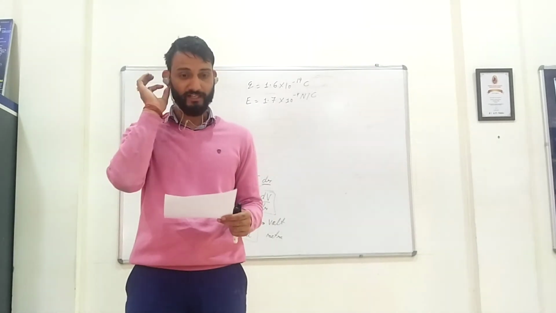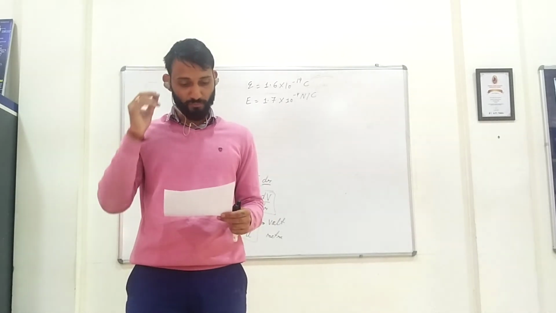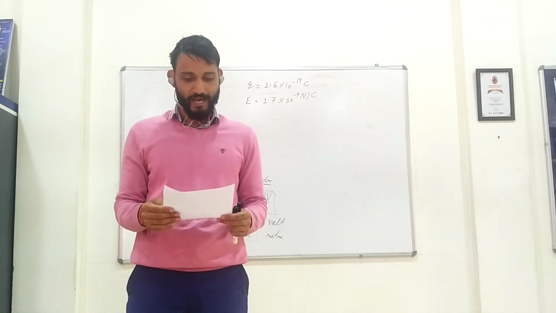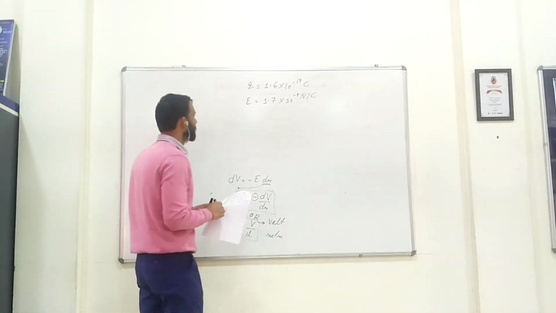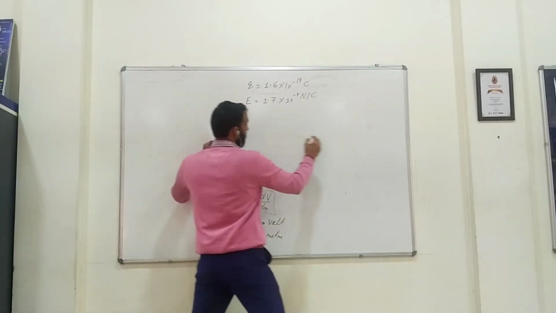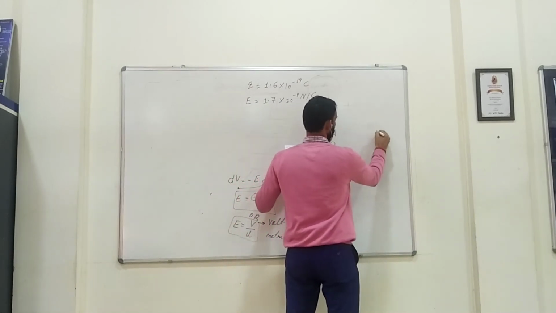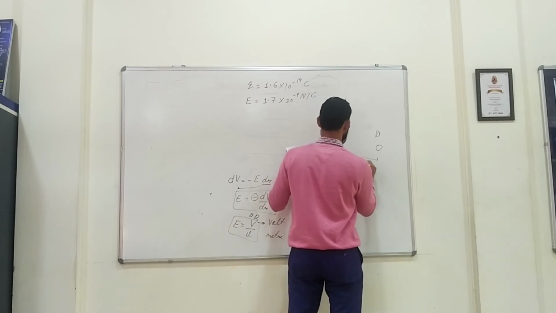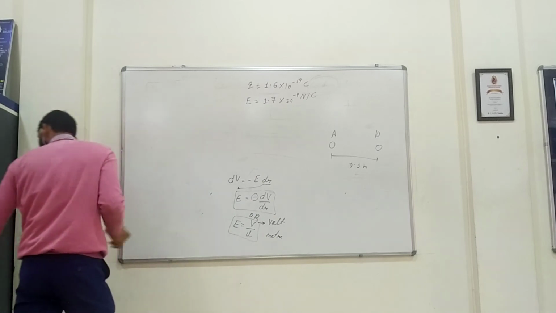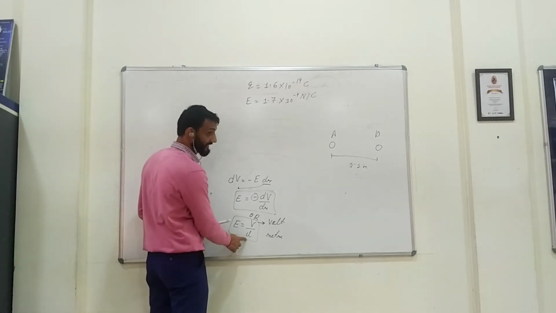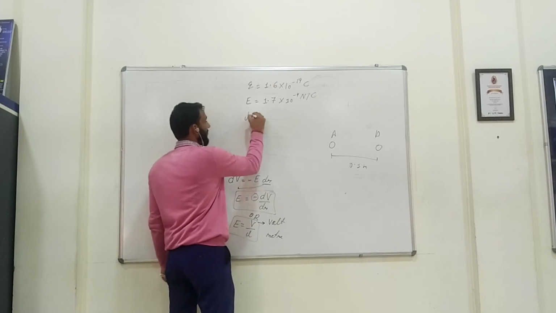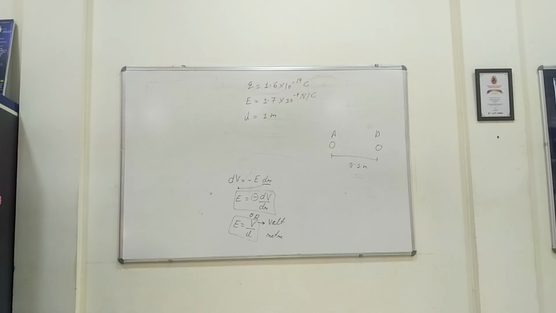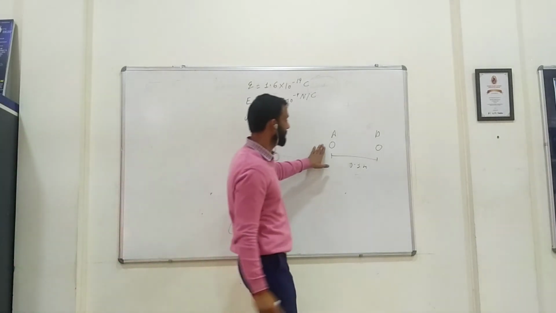So one proton is being moved in an electric field between 2 points, A and B, which are separated by a distance of 0.1 meter. So the distance is also given. Let me call the distance L or R. L is given as 1 meter. The first part of the question asks: what is the potential difference between these 2 points?